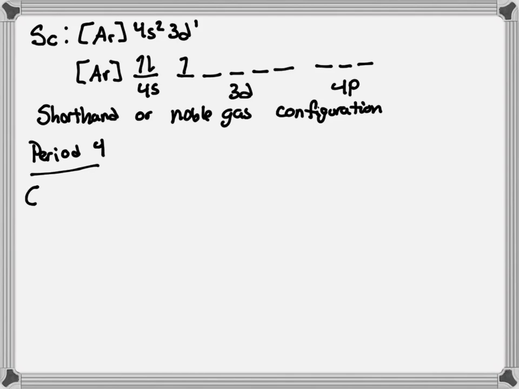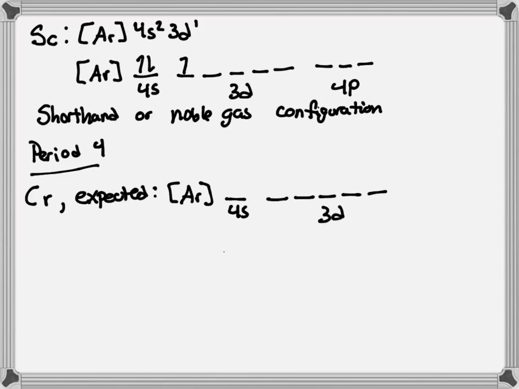So chromium expected would be argon, and then again we've got our 4s, 1, 2, 3, 4, 5, 3d, and then 1, 2, 3, 4p. Okay, expected for chromium would be 2 4s electrons and 1, 2, 3, 4 3d electrons. All right, this is not what we see. This is actually not as stable.